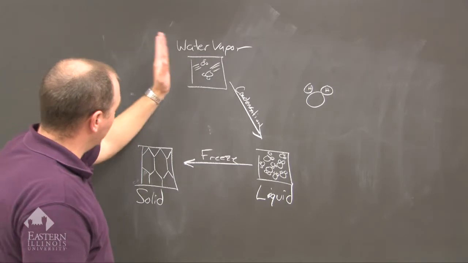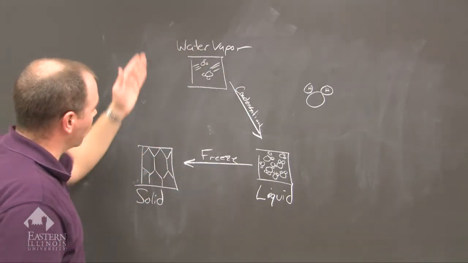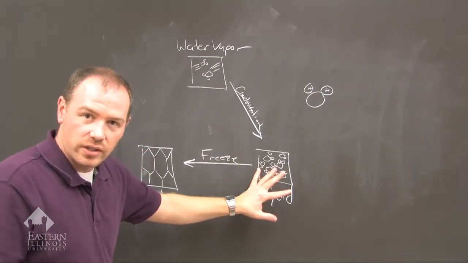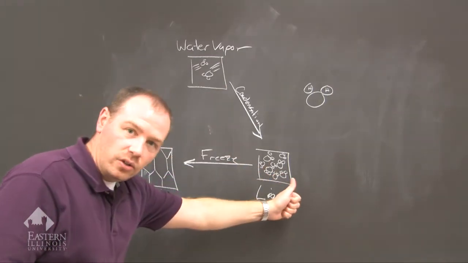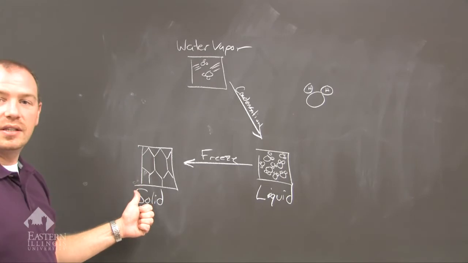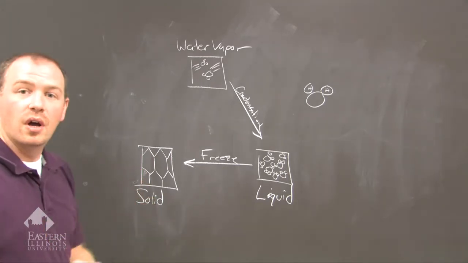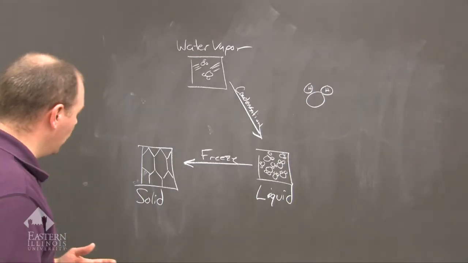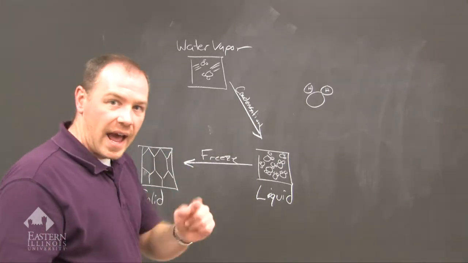So again, we're losing the heat this way. We go from water vapor, we're condensing, there's condensation, it turns into a liquid, we continue to lose the heat, and we freeze into a solid where the molecules are reshaping themselves into a hexagon type crystal. Let's go the other way. We're going to add the heat now.